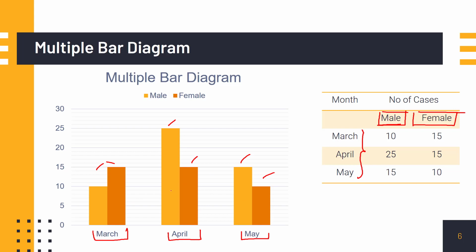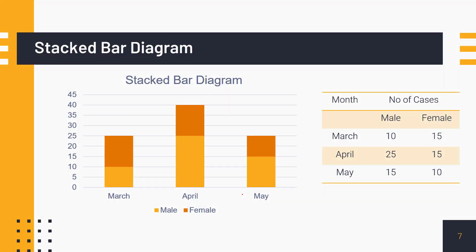Now what is the advantage of this? This gives us a way to compare the ratio, right? In which month do we have more male, in which month do we have more female? Instantaneously we can say that in the month of March we have more female compared to male, but in the case of April and May we have more male compared to female. So bar diagrams are very good for comparison.